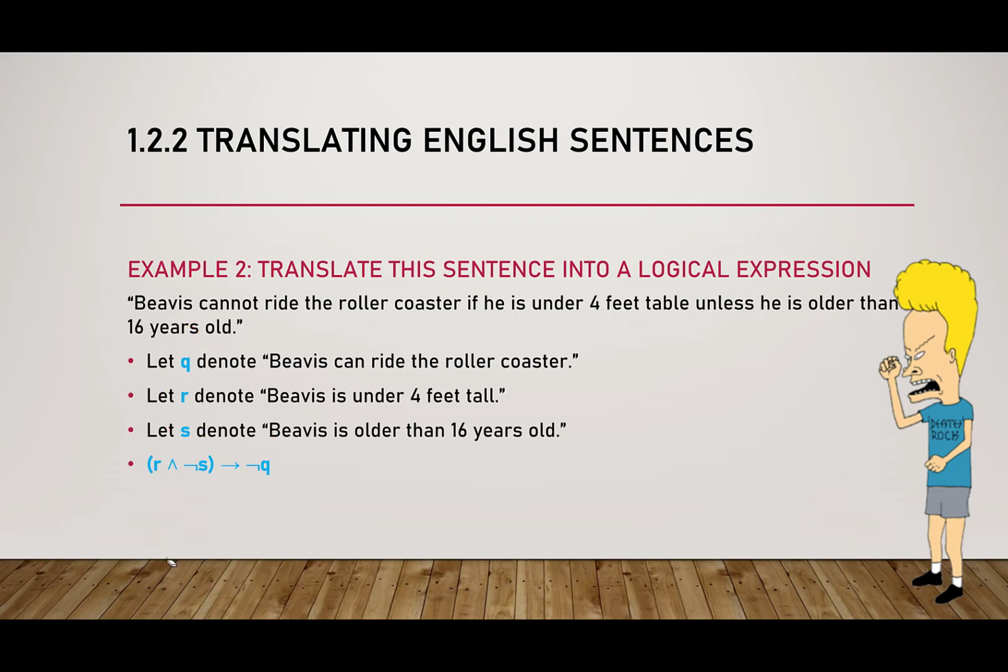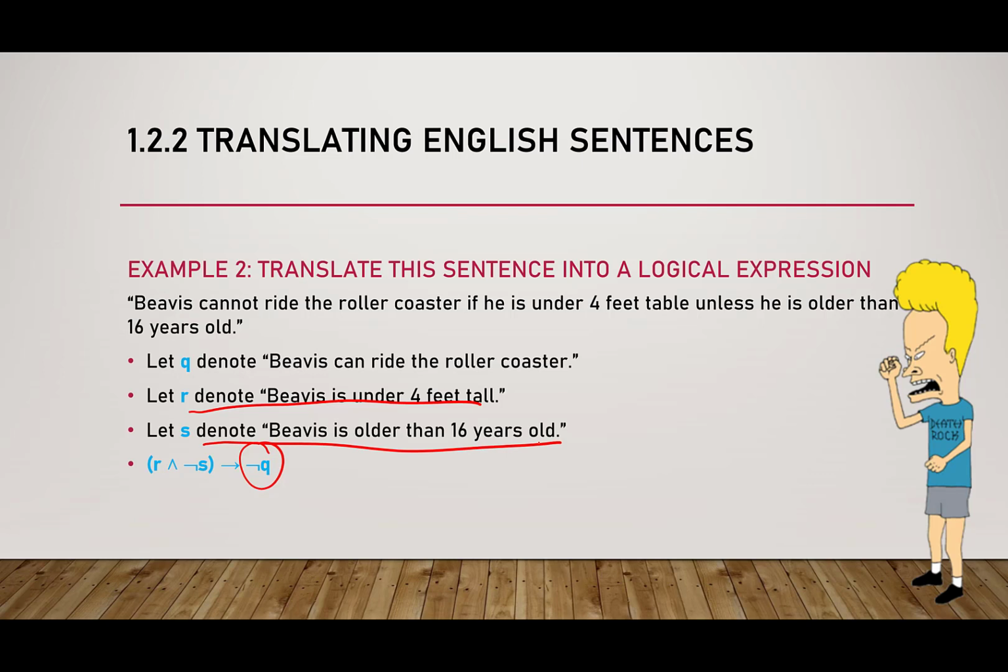Okay, so take a look at that, make sure that makes some sense, and let's see if that applies to what our original statement is. Beavis cannot ride the roller coaster if he's under 4 feet unless he's older than 16. So think about the rules here. What allows you to ride the roller coaster, or what disallows you from riding the roller coaster? Well, you can't ride it if you're under 4 feet. Okay, so here we're saying you can't ride it. That's what Q is. You can't ride it. Well, what led to that condition? What led to that is you are under 4 feet or you're not 16 or older.